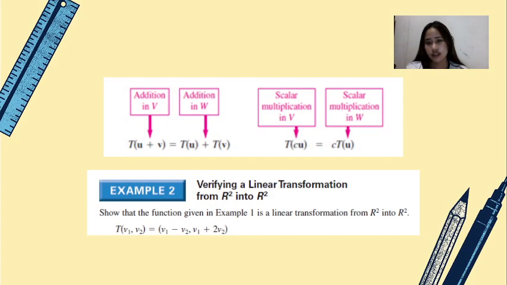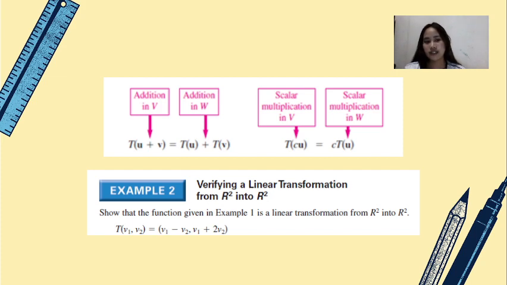Nabanggit ko naman kanina yung about sa vector addition and scalar multiplication. So, ito yung formula niya. Addition in V is T(u + v). Ang addition in W is T(u) + T(v). Sa scalar multiplication ng V naman is T(cu), and sa scalar multiplication naman ng W is cT(u).